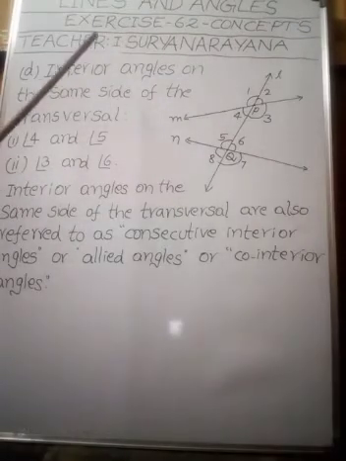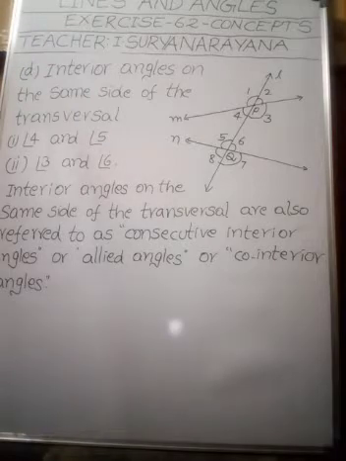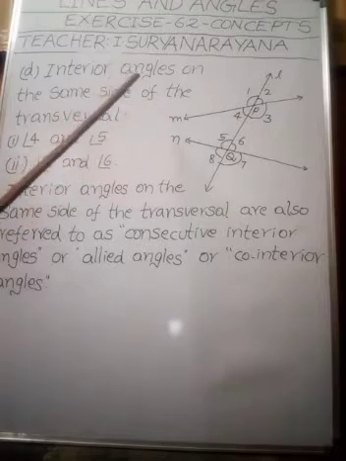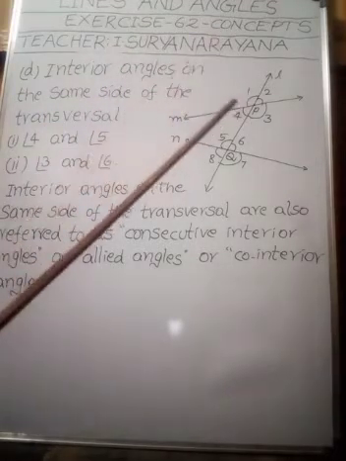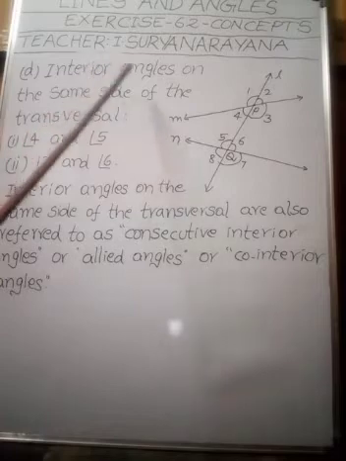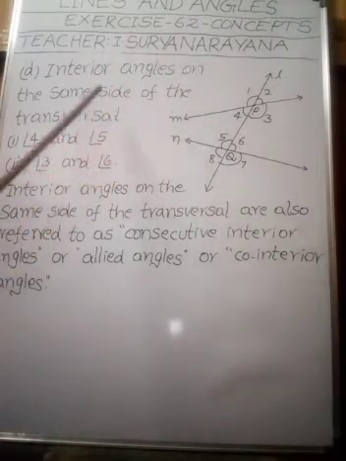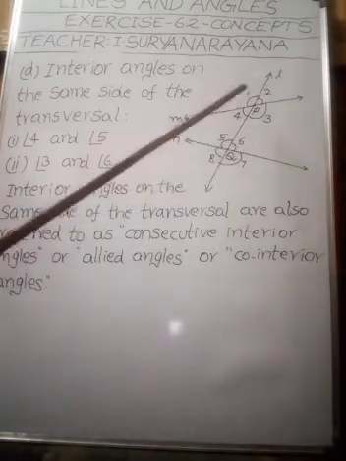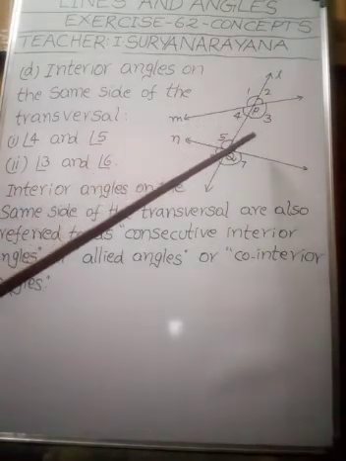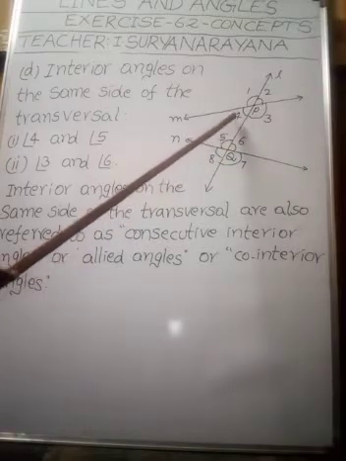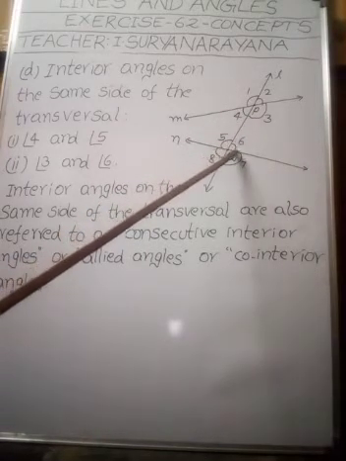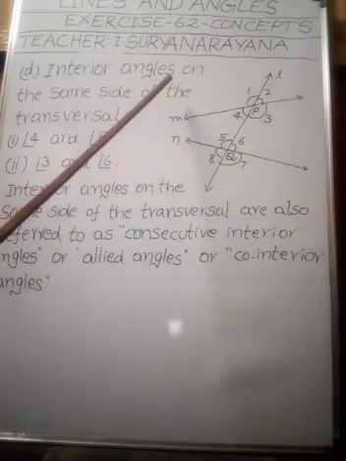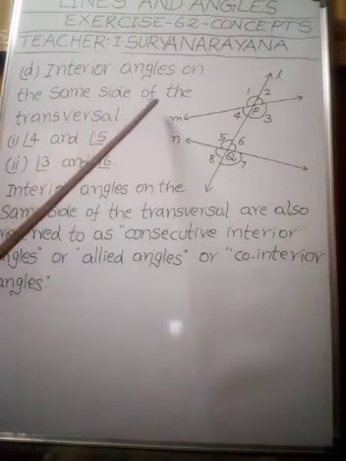Now come to the next category of pair of angles: interior angles on the same side of the transversal. Here we are discussing the interior angles on the same side of the transversal. So if you observe this figure, what are the interior angles? 3, 4, 5, 6. These four are interior angles. But which kind of interior angles are we discussing here? On the same side of the transversal.